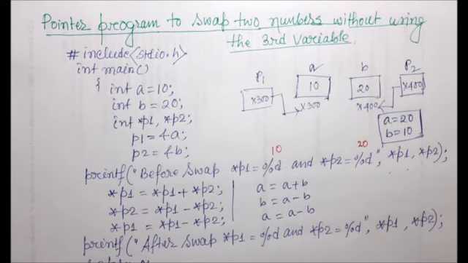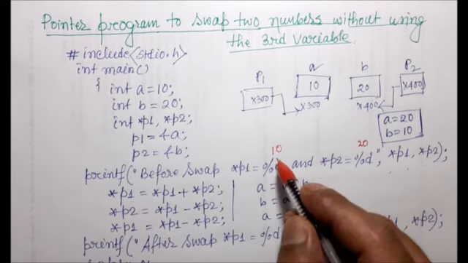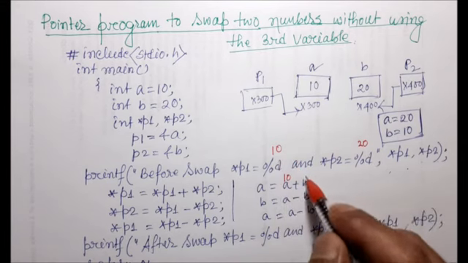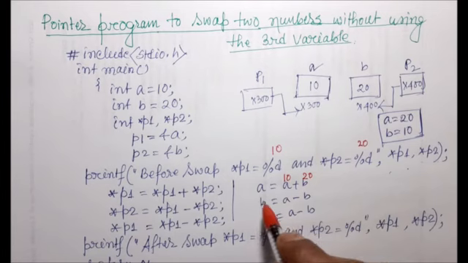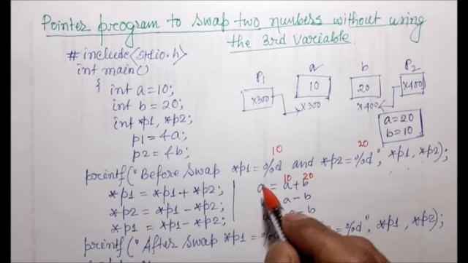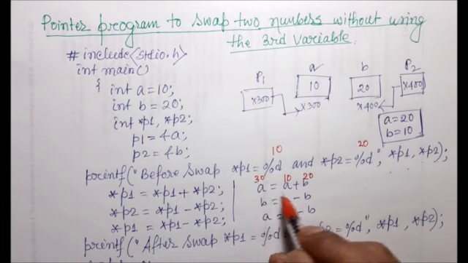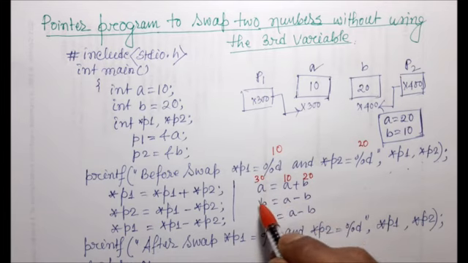Let me analyze this. What is the meaning of this one? So initially the value of a is 10, value of b is 20. So that means after summation, a equal to a plus b means it will assign the value 10 plus 20, that is 30. So after this line the value of a will be 30.